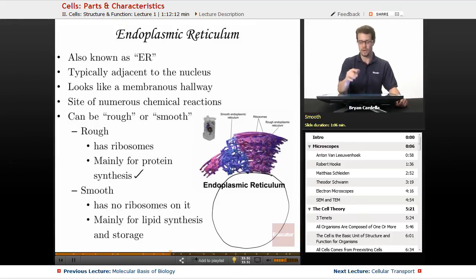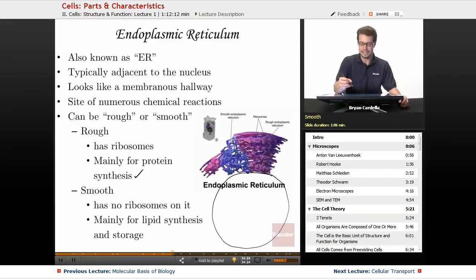The smooth ER right here. Depending on the cell, you would have more smooth ER than rough ER. There's not always majority rough. Something like a liver cell would have a lot of smooth ER because of the making of lipid products in that particular organ, and also the breakdown of certain chemicals, certain toxins. You would need a more extensive smooth ER. There are no ribosomes here. And it's mainly for lipid synthesis and storage, the making of fats and the secreting of fats for the health of the cell. So that's the ER.